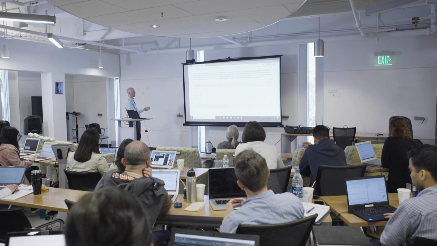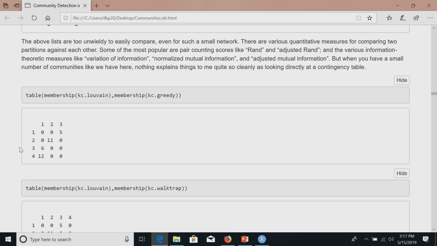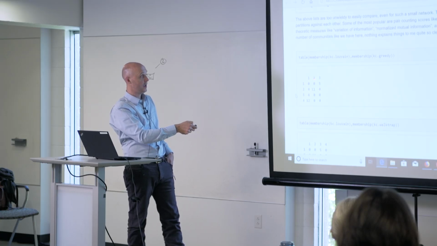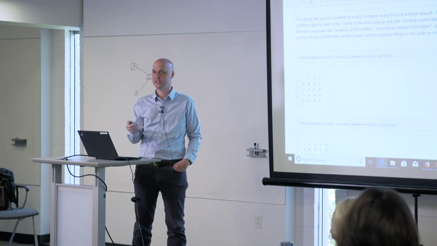So here I'm just making a table of the Louvain membership, the memberships that we got from running Louvain, versus the memberships that we got by running Fast Greedy. And so because we had 4 communities in Louvain and we have 3 communities from Fast Greedy, we're just tabulating how many nodes were in the community indexed by row in Louvain versus the community indexed as the column here by Fast Greedy. And so we have 5 nodes that were in group 1 in Louvain that are in group 3 in Fast Greedy.